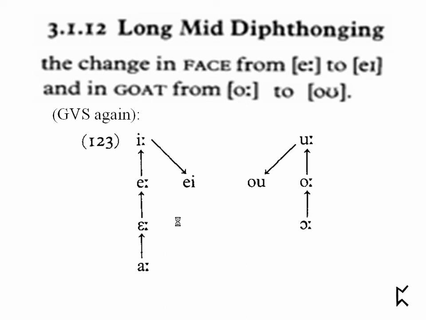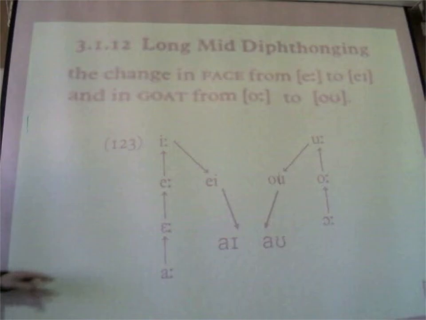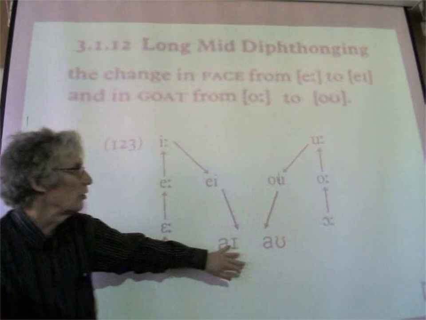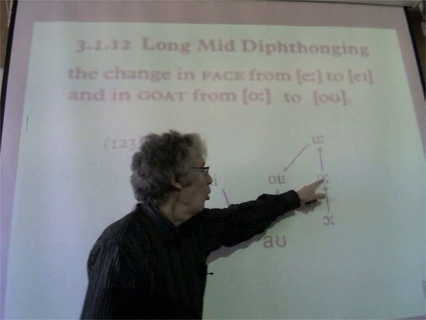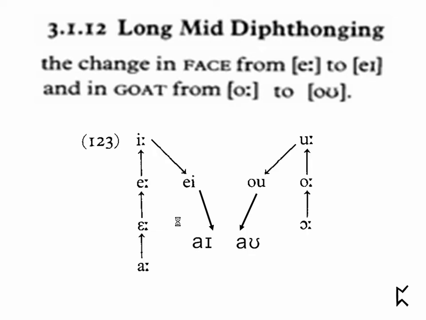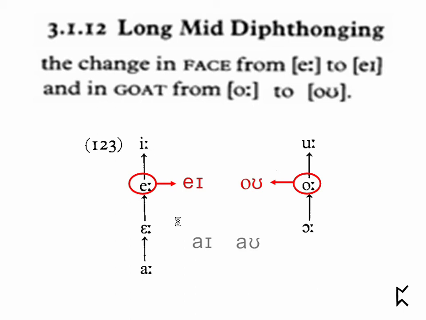If you look at the Great Vowel Shift again, you'll see that these vowels all rise up. E changes to A, and A and O change onwards to I and ow, as in tide and mouth. So the original middle form A and O drops out, and instead E moves in this direction and takes that place here, and O moves in this direction and takes that place here. This is long mid diphthonging. E becomes A and O becomes O.